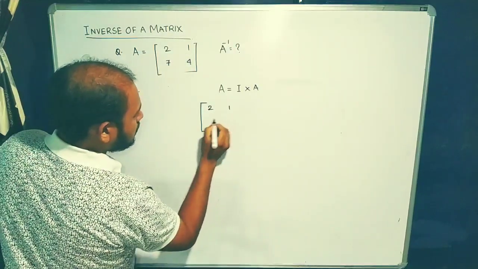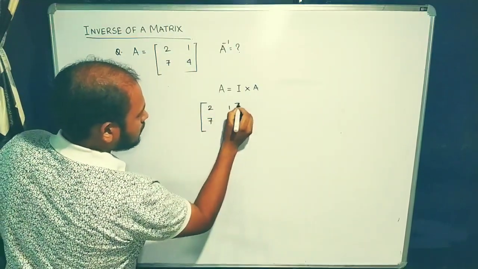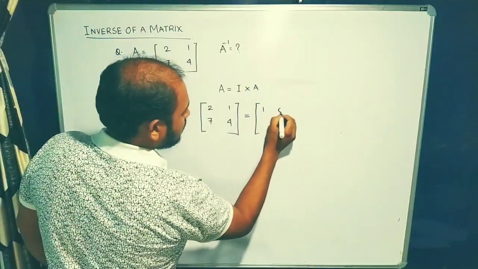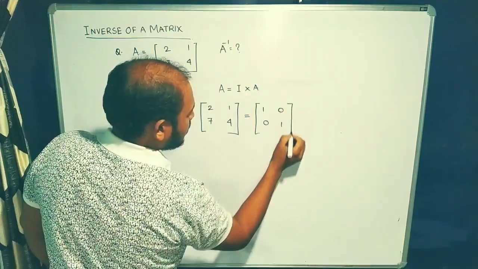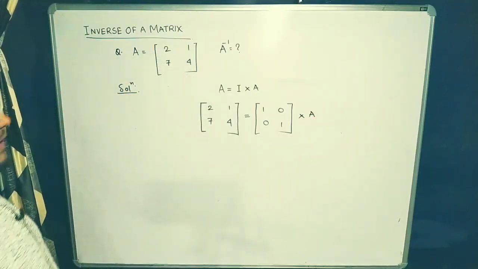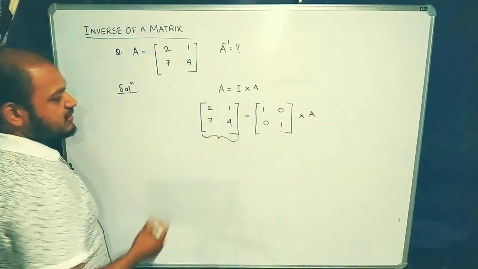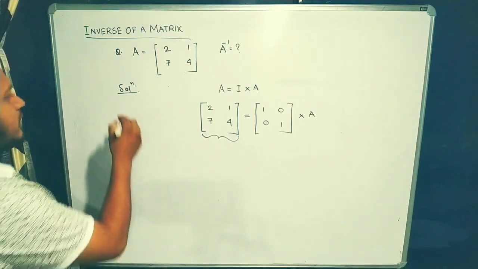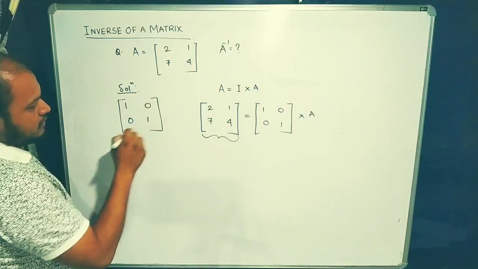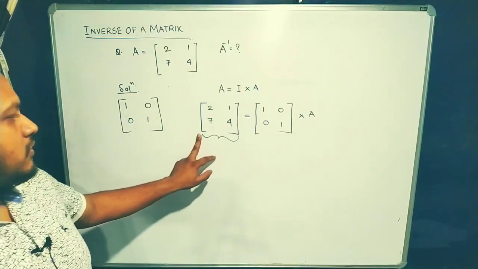Putting the value of A, we have [2 1; 7 4] is equal to, putting the value of I into A. Okay, our aim is to achieve an identity matrix on the left hand side. That means we should achieve this matrix.